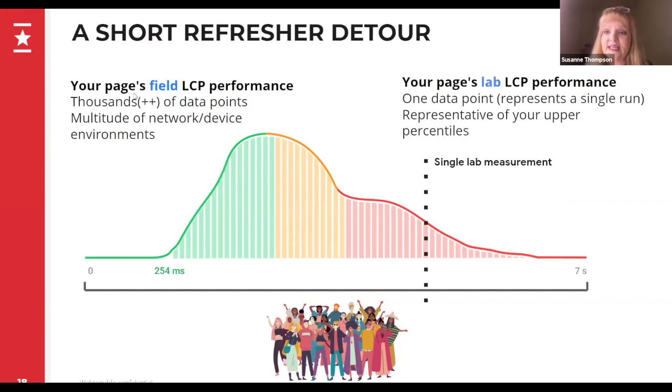This is why synthetic or lab testing is so useful. When you run Lighthouse on your page and get the results, it's a single data point collected real time for you, calibrated to represent a user in your upper percentiles. What this allows you to do is use a single set of values as representative of your user's experience on your page so that you can deep dive and debug against that.